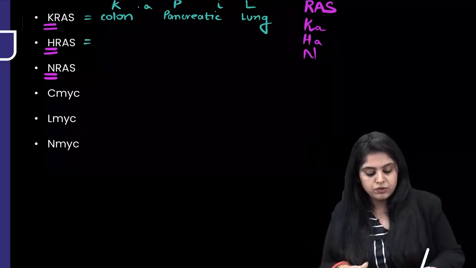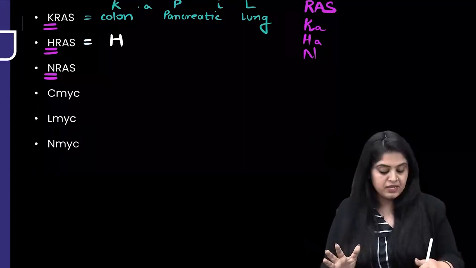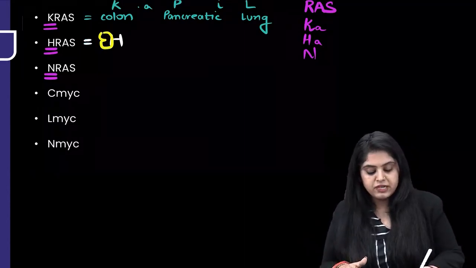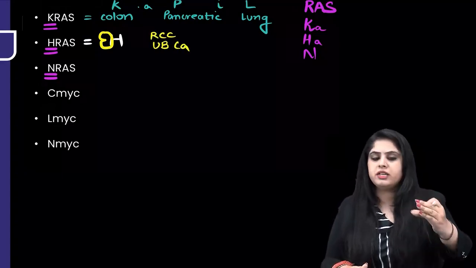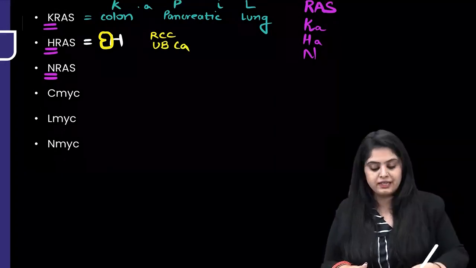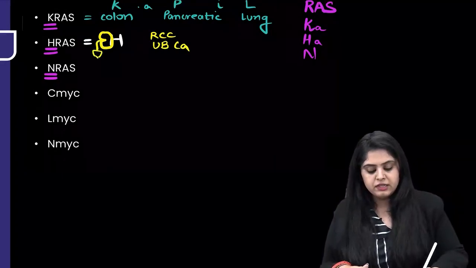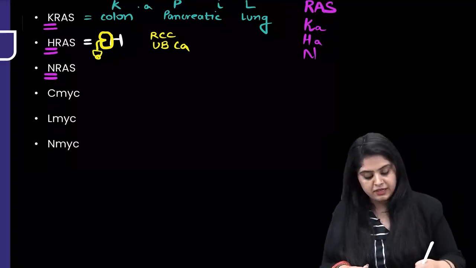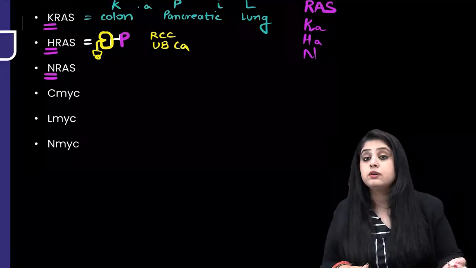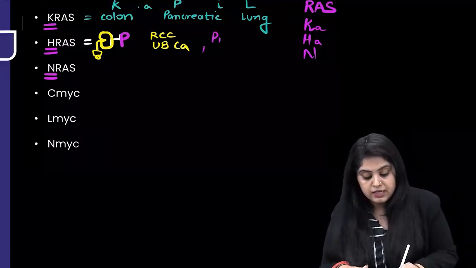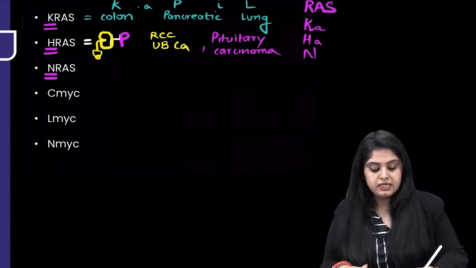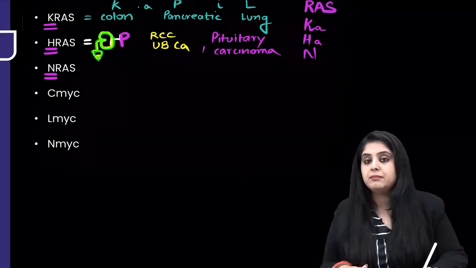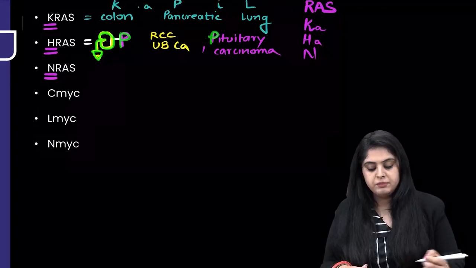HRAS, in HRAS what are you going to do? You're going to make a diagram. From H, first and foremost I can make a kidney out of it. This is associated with renal cell carcinoma. Below the kidney, the urinary bladder, urinary bladder cancer. So one thing that I made was the kidney and the urinary bladder. The other side of H, I am going to convert it into a P because this is rare but important. This is associated with pituitary carcinoma. So repeating, there's HRAS, which is renal cell carcinoma and bladder cancer. Then there is P for the pituitary carcinoma.